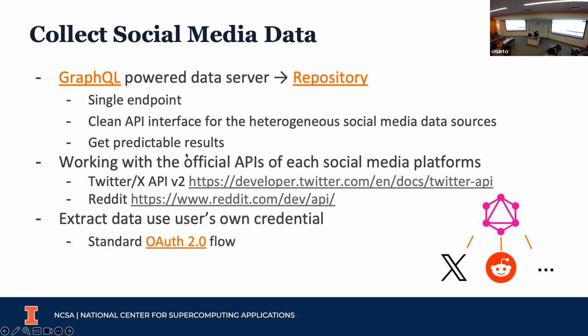So here are some of the advantages of using GraphQL. The best part of it is that social media data are very heterogeneous. Twitter will give you one form of the response, and Reddit will give you a completely different shape. So by having a GraphQL-backed data server, we can have one clean API interface for handling those. And we can easily get predictable results based on what you queried.